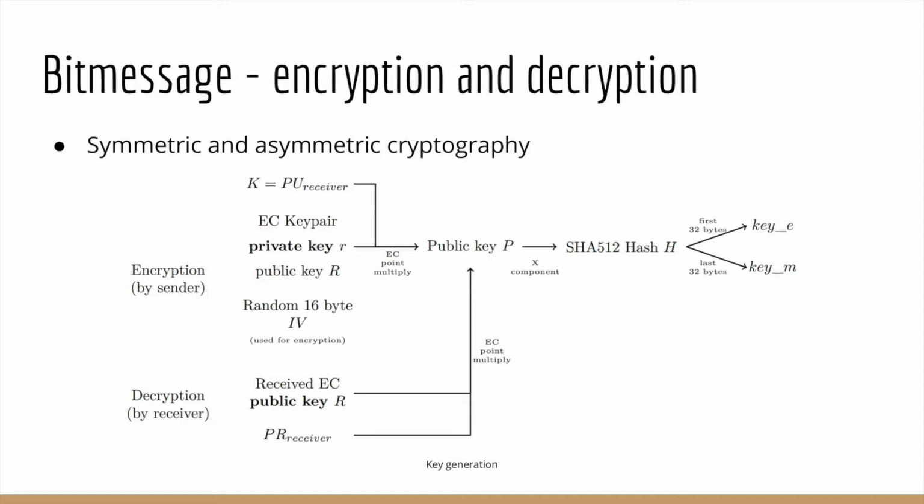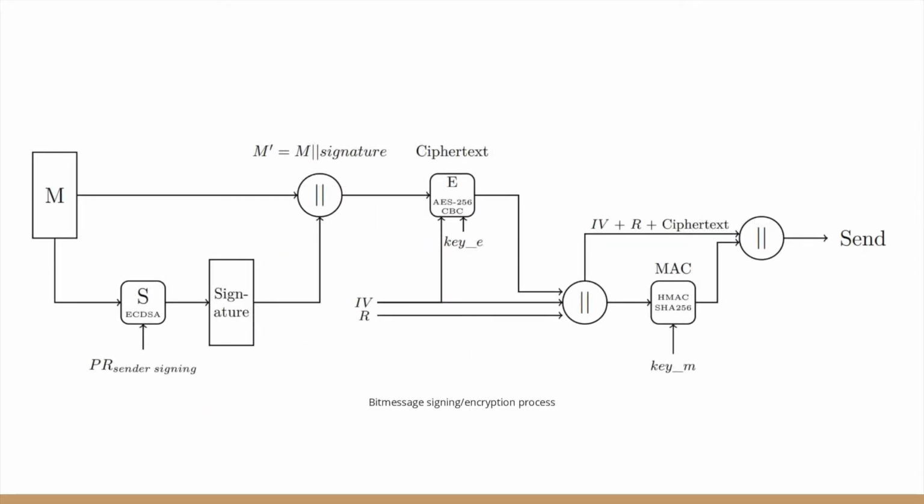The diagram shows how key E and key M can be generated for both encryption and decryption. This diagram shows how key E and key M is used to encrypt a message. Note that the message is signed by the private signing key of the sender before it's encrypted. Once the message is encrypted, it is sent to every user on their network.